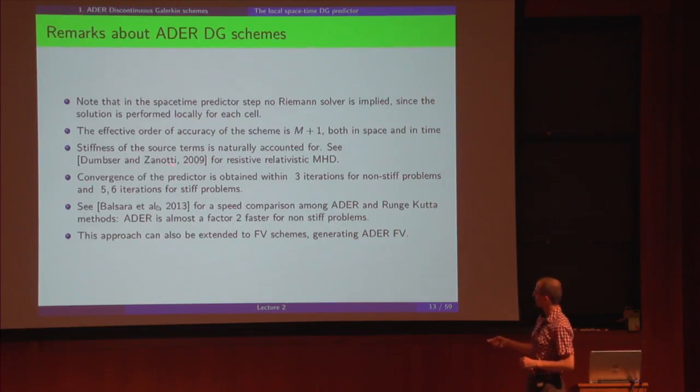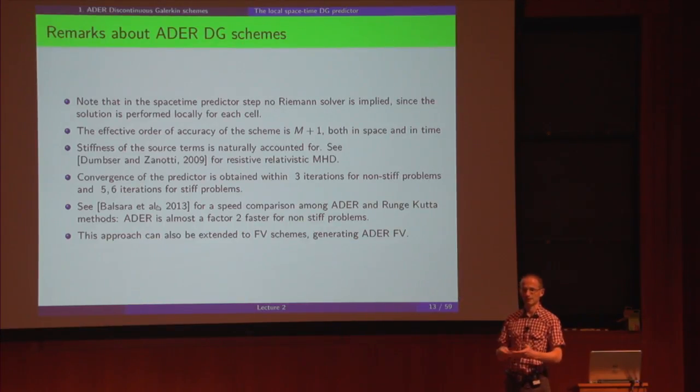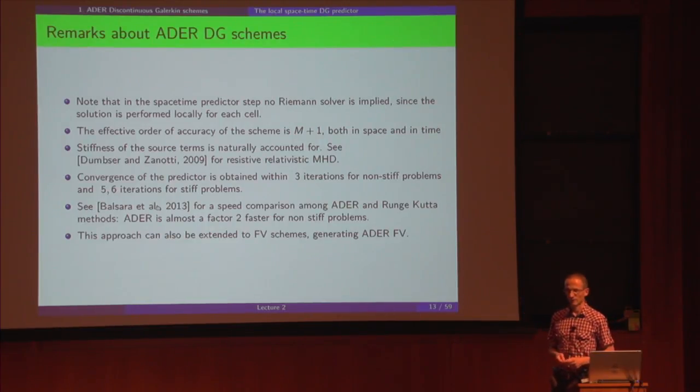So I will show you an example of such systems. And the convergence of the predictor is also important, the Picard iteration. As I said, it is quite efficient. It converges in 3 steps, typically, for the gas dynamic Euler equations, which are nonlinear. For stiff problems, it requires some more, but still.